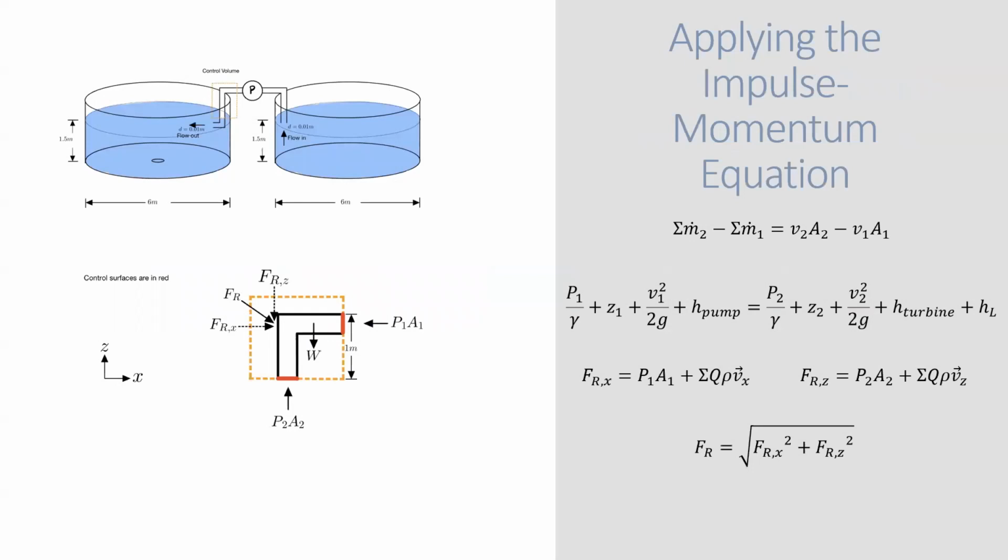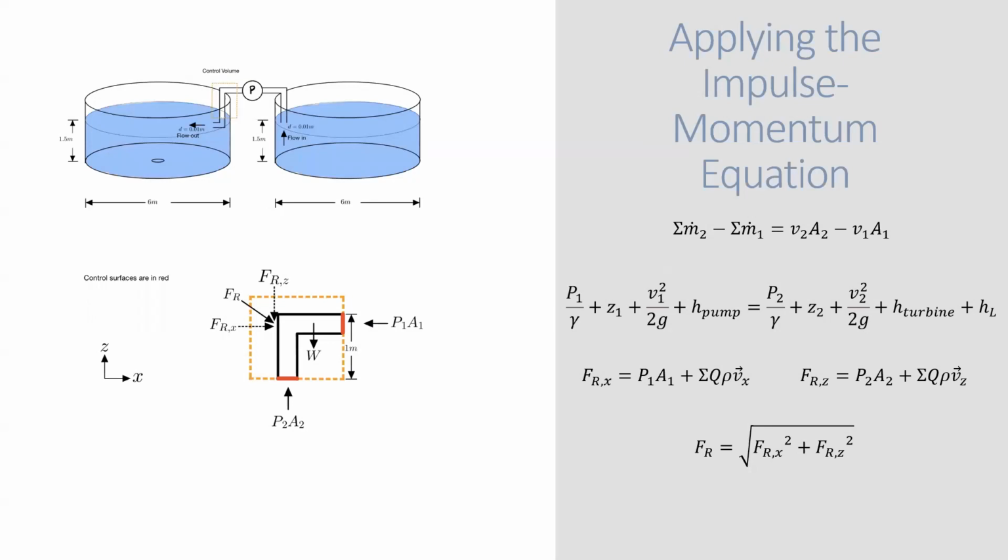In applying the impulse momentum equation to find the resultant force on a 90-degree bend in the pipe, the assumed values included in and out velocities from the previous calculations, cross-sectional area of the pipe, pressure at point 2, and the difference in height between points 1 and 2.